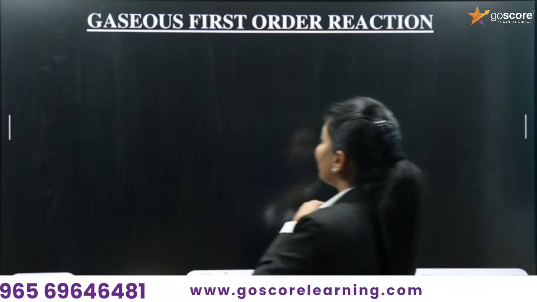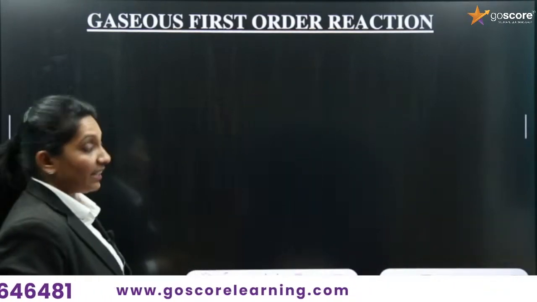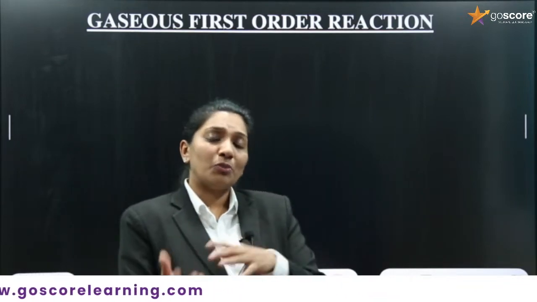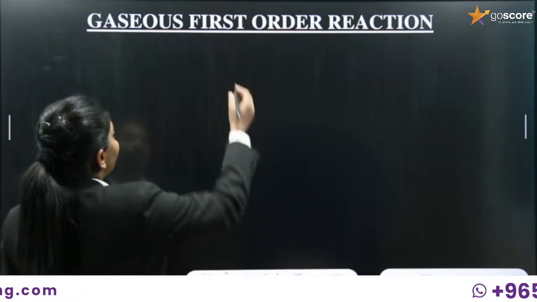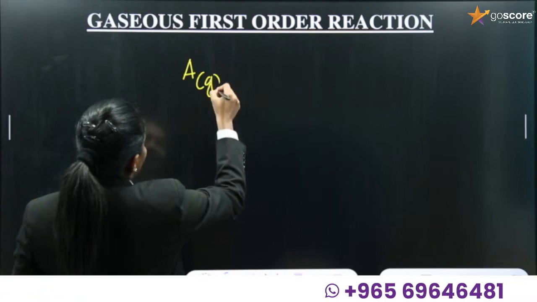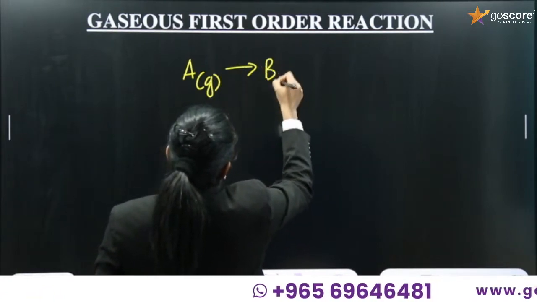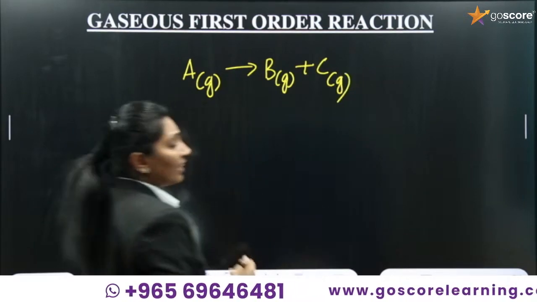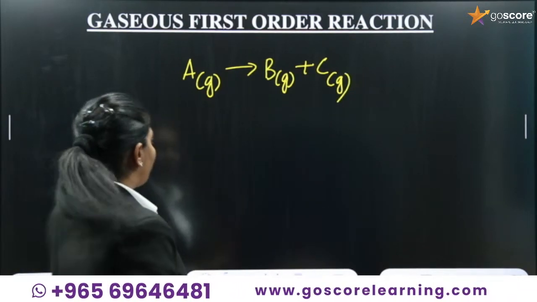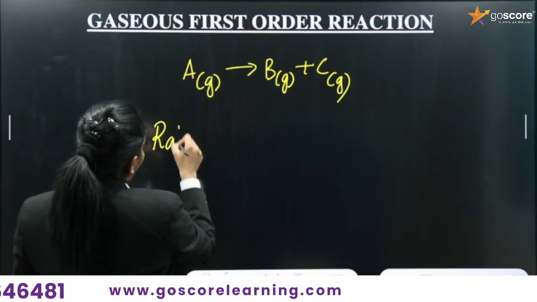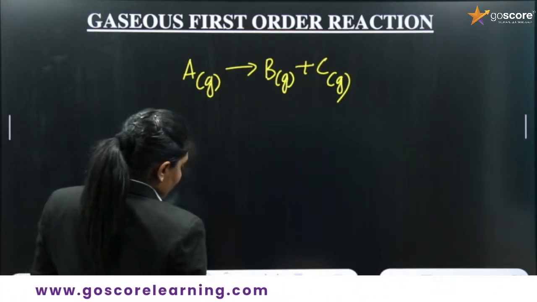Before that, there is one more thing, that is the gaseous first order reaction. Until now we have described the terms in terms of molar concentration. If it is a gaseous reagent, how will we find out the rate constant? That is, if gas A is converting into gas B plus gas C, how will we find out the rate of the reaction? For that kind of gaseous reaction, we will find the rate constant.